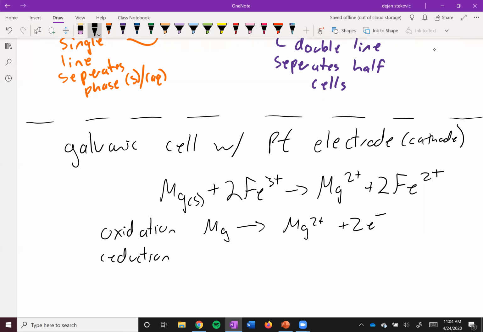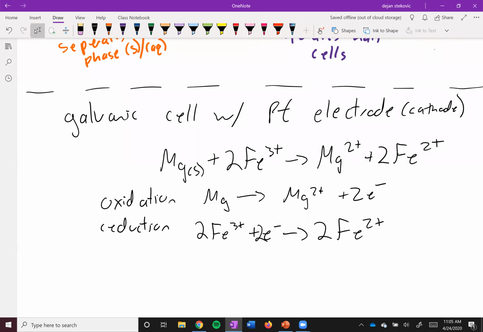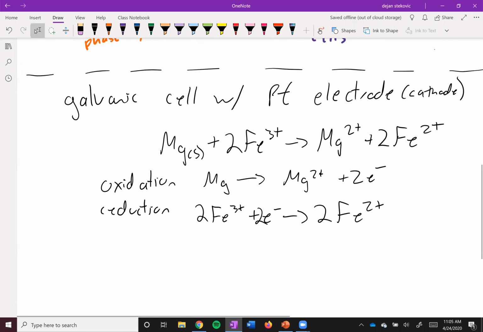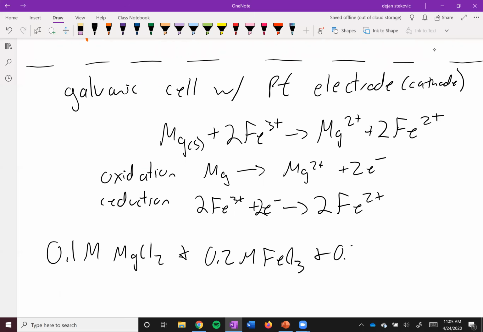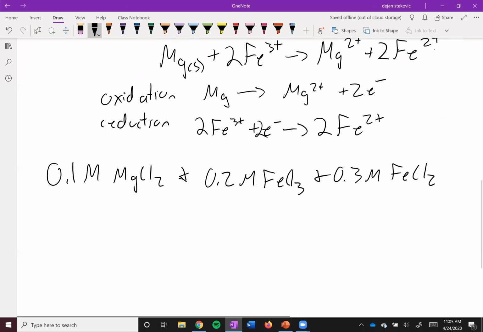If we think about what's going on the reduction side of things, 2 of these iron 3 pluses are then scooping up these 2 electrons and forming 2 iron 2 pluses. So you see here, we're not forming a solid. That's still okay. So if I told you the solution was 0.1 molar magnesium chloride and 0.2 molar iron 3 chloride and 0.3 molar iron 2 chloride, how would you draw this cell schematic?